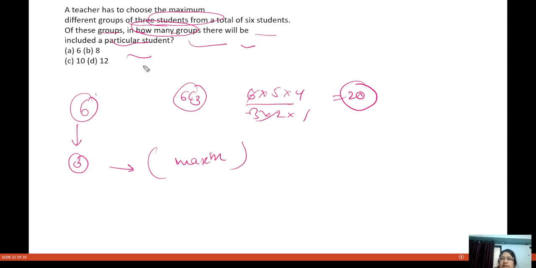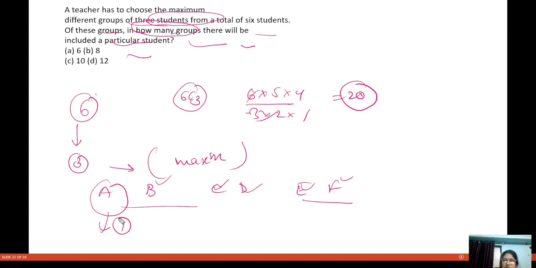So what it is asking is that you have A, B, C, D, E, F. These are six students. We have included this particular student A. So how many students are now left? One, two, three, four, five. If we are including this particular student A, then from how many students left can we choose? We can choose from the five students left.